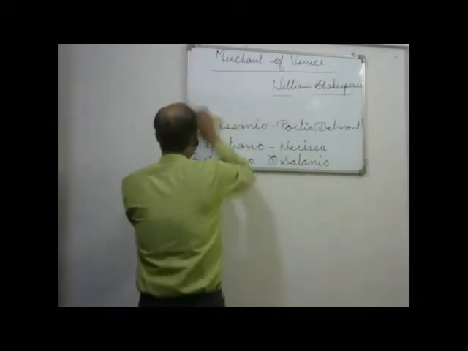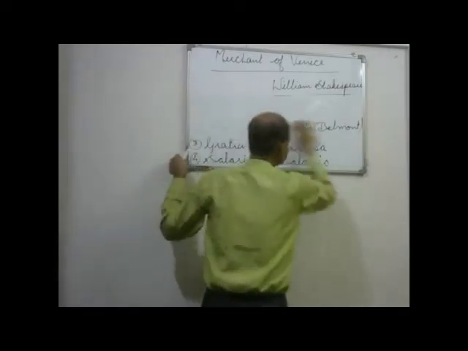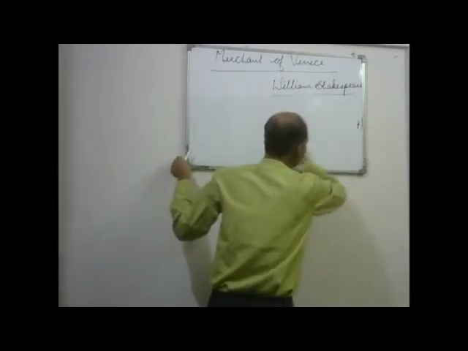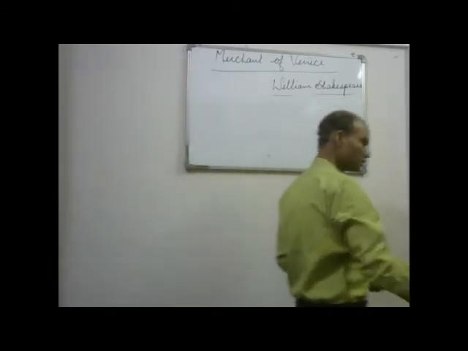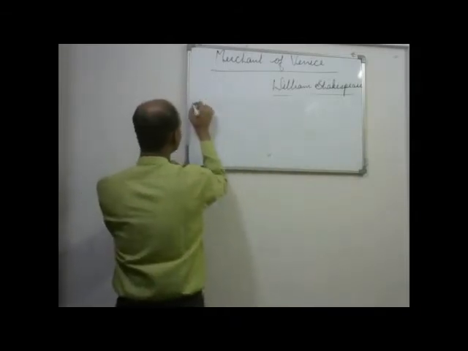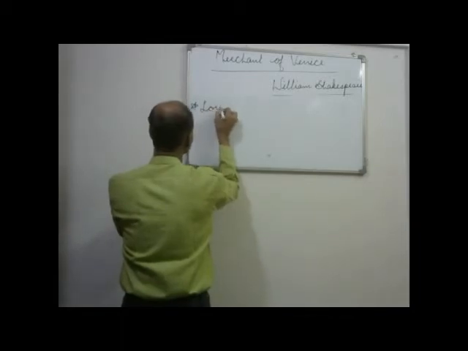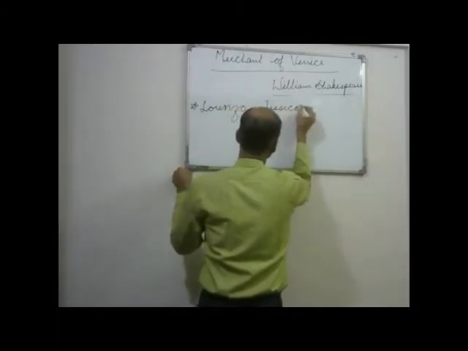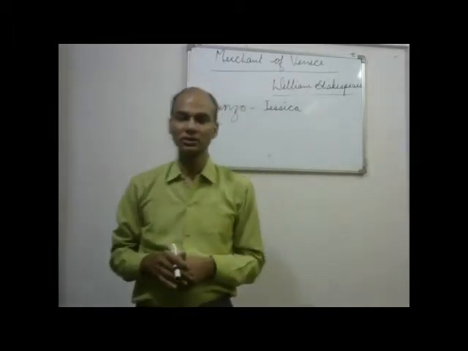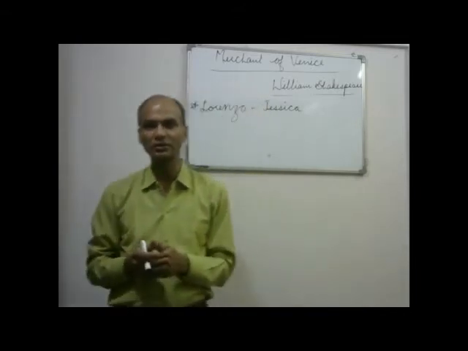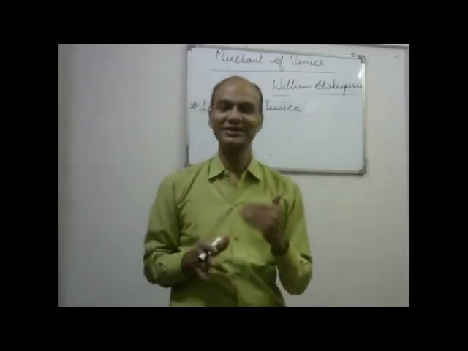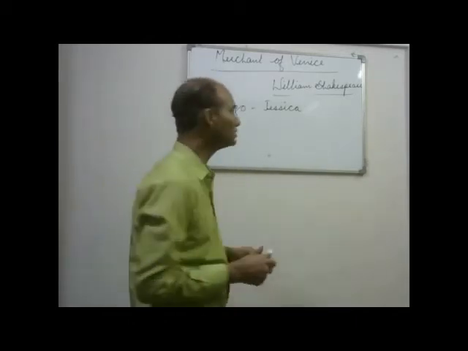And now we have Lorenzo. Here we have another pair, and that is Lorenzo and Jessica. So Lorenzo is also Antonio and Bassanio's friend, among that group, and he loves Jessica, and Jessica is the daughter of Shylock, the Jew.